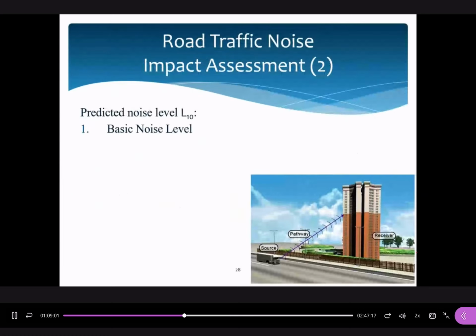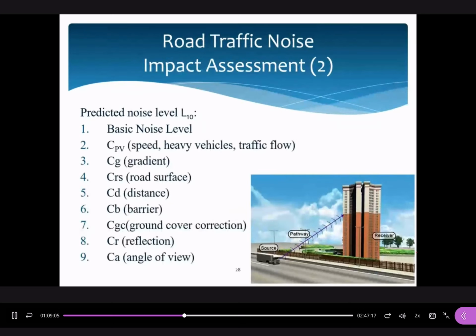In terms of the predicted noise level, we could consider all of them. But when you do similar problems in your tutorial and even in your final exam, you need to pay attention to the information presented in the questions. Sometimes not all correction factors need to be catered for. The scenario is like this one.